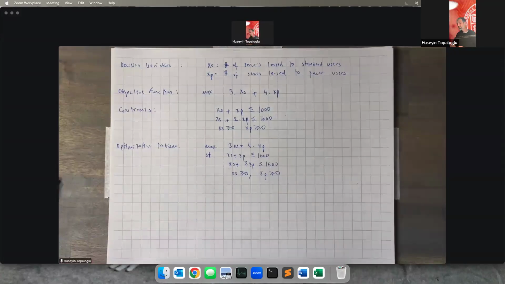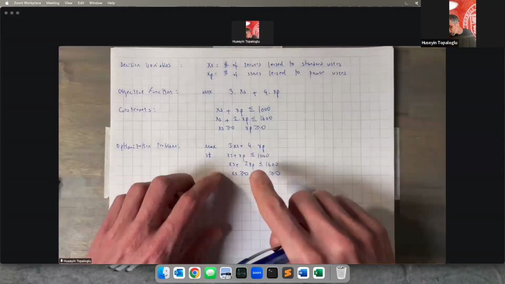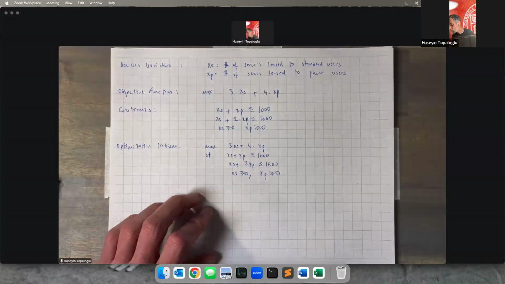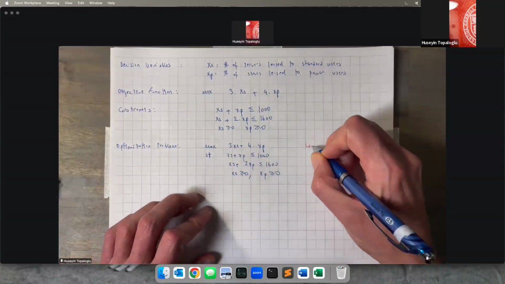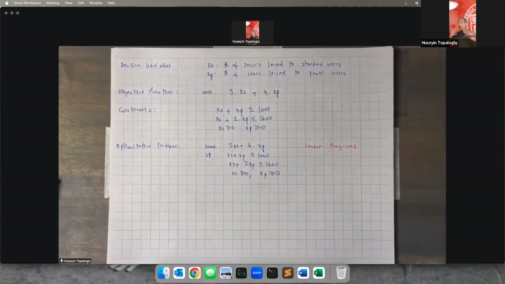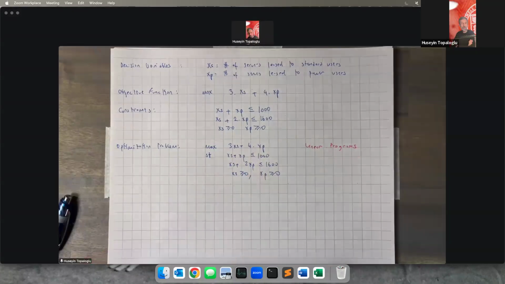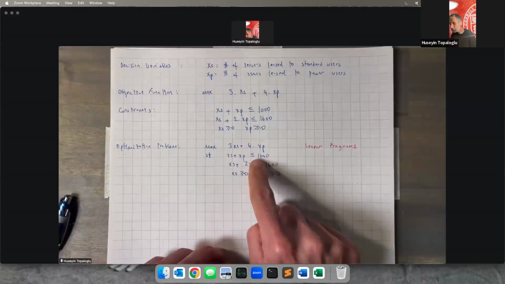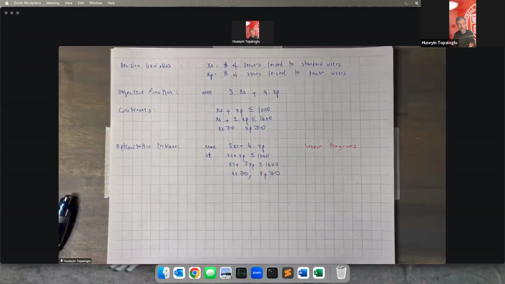So we call these kinds of optimization problems, where the objective function and all of the constraints are linear functions of decision variables, linear programs. And for the majority of this course, we're going to be interested in solving linear programs: optimization problems where the objective function and all of the constraints are linear functions of the decision variables.